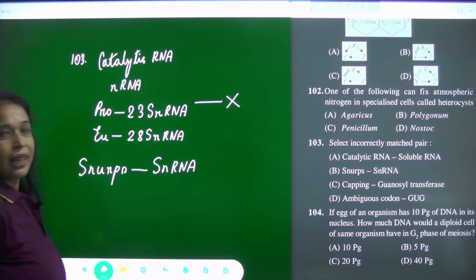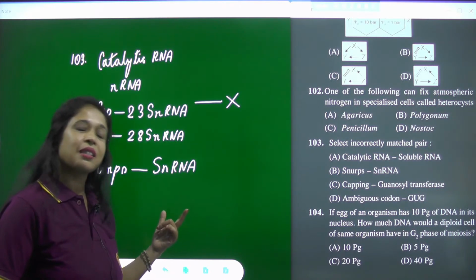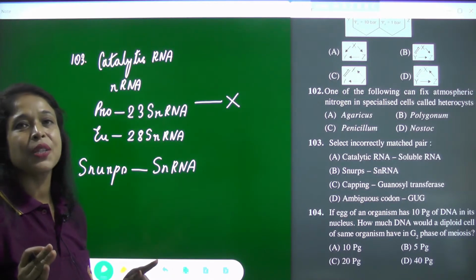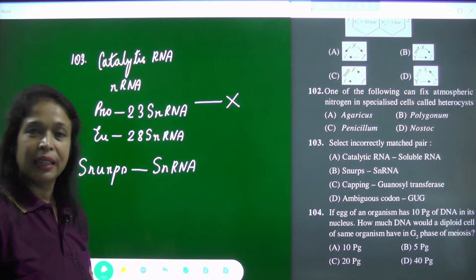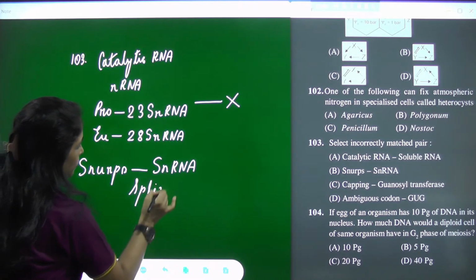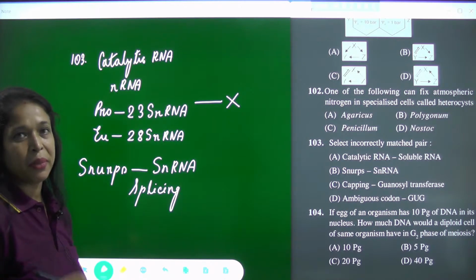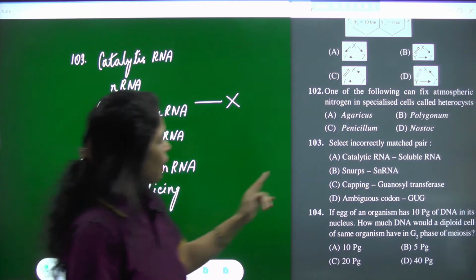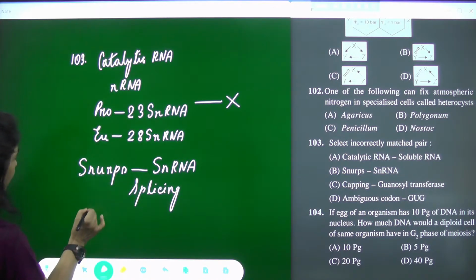It is correct. As you know, you studied in post-transcriptional changes. So in the last step, that is splicing, this snRNP is utilized. snRNP is utilized for what? Removal of non-coding sequences of the primary transcript, that is introns. Okay, it is utilized for splicing. In the case of eukaryotes, for post-transcriptional modification of the primary transcript, right? So this is a correct combination, correct match. Then capping, guanosyl transferase. So this is also correct, capping.